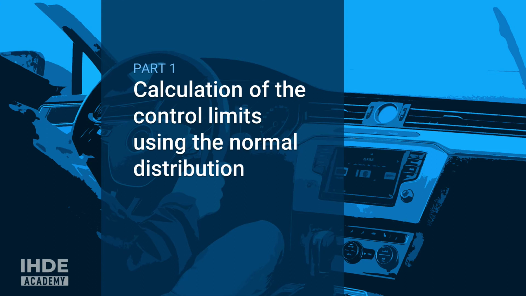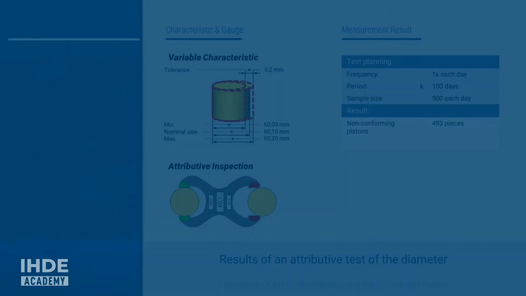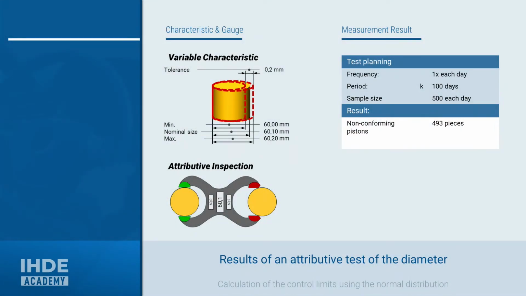Let's start with the calculation of the control limits using the normal distribution. The diameter of this piston is our example. Although this is a variable characteristic, it can also be checked attributively, for example, with the limit snap gauge. The test result is therefore only a statement as to whether the diameter is within the tolerance or not. So just a statement of pass or fail, or accepted or rejected.